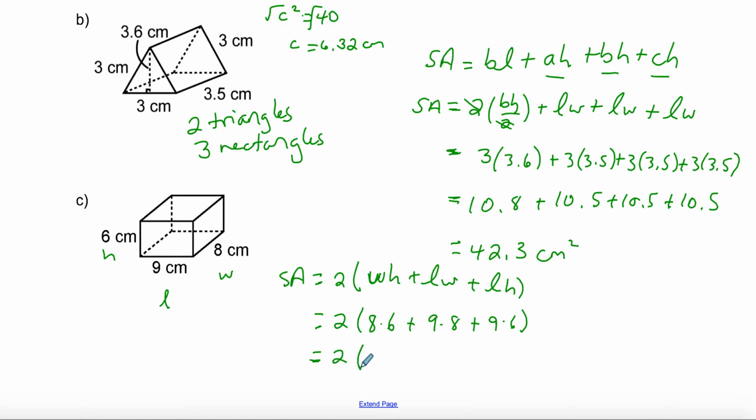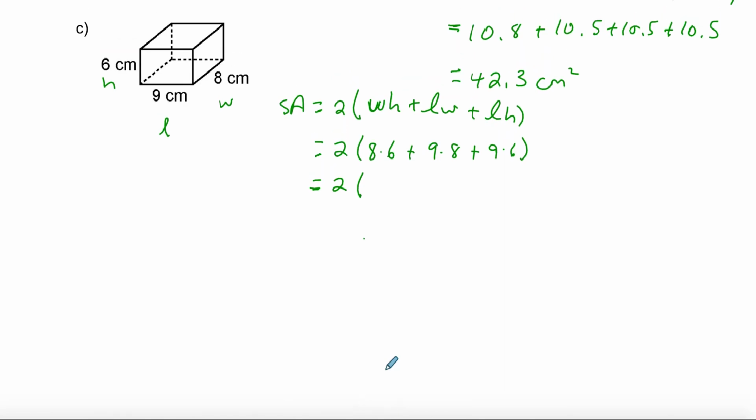And then 8 times 6 is 48. And 9 times 8 is 72. And 9 times 6 is 54. So I would add those three numbers up because I'm doing brackets first, and I get 174. And then multiply by 2. And so I get 348 centimeters squared for the surface area.